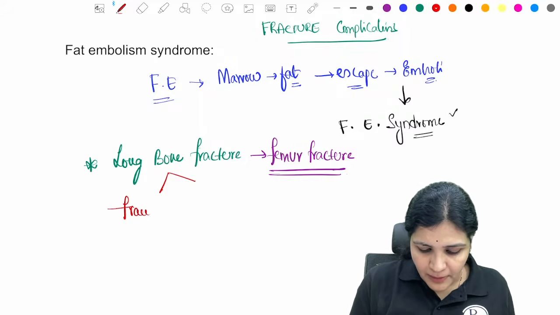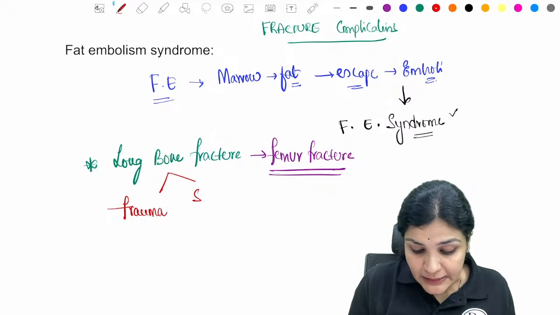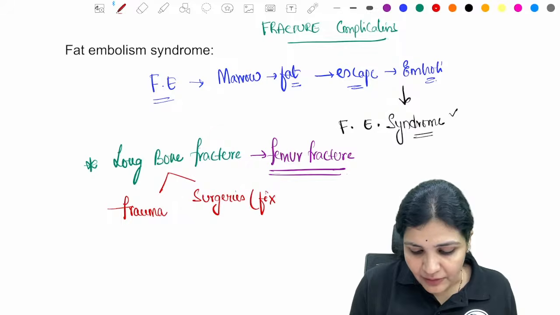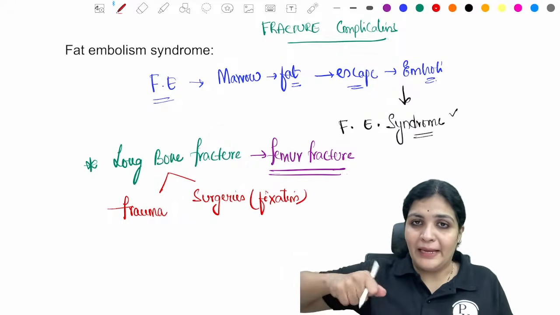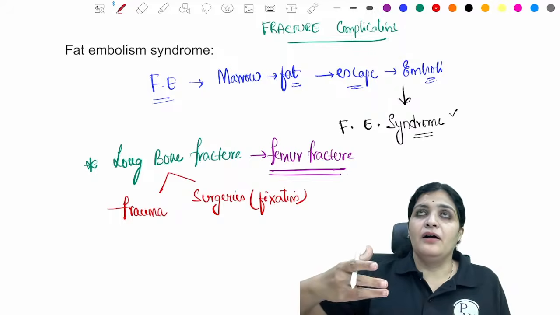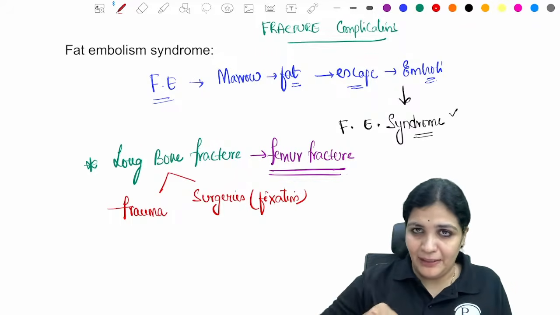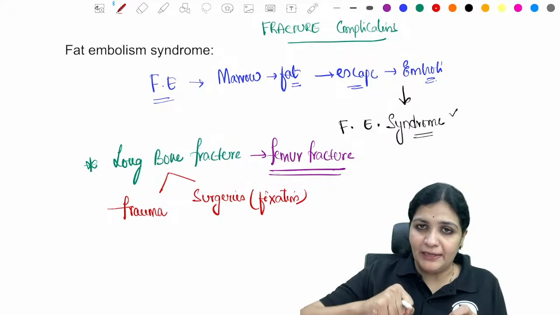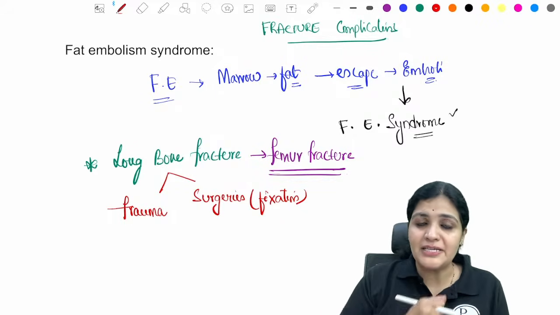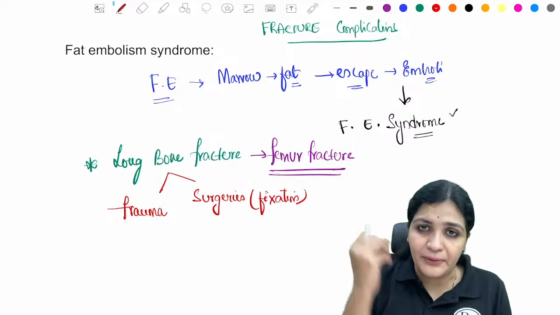So this is trauma. Sometimes during surgeries, that is during fixations, whenever we are trying to fix the bones with the nails, we do a procedure which is called reaming, right? So we are going to open the canal. This is called the reaming technique. We introduce certain instruments and widen the canal so that we can put the nail inside.